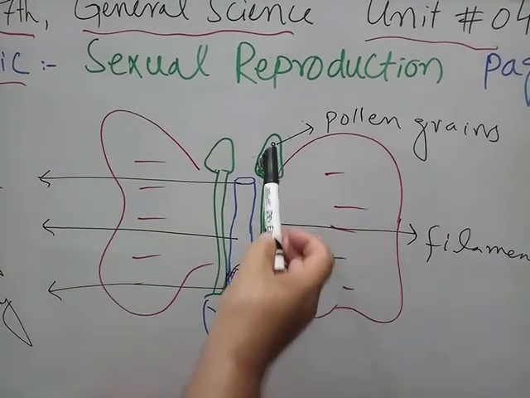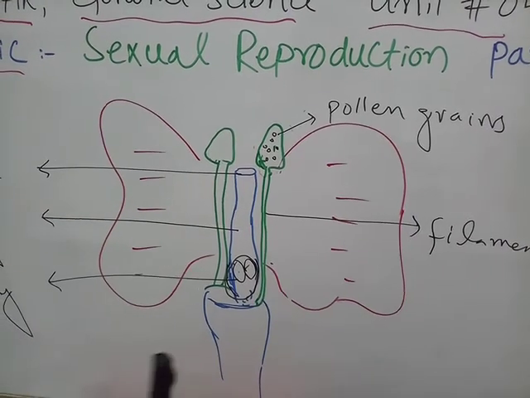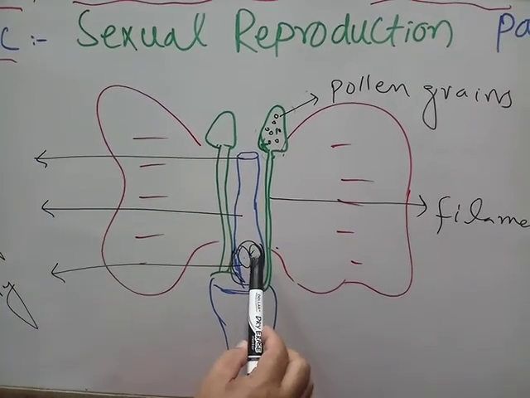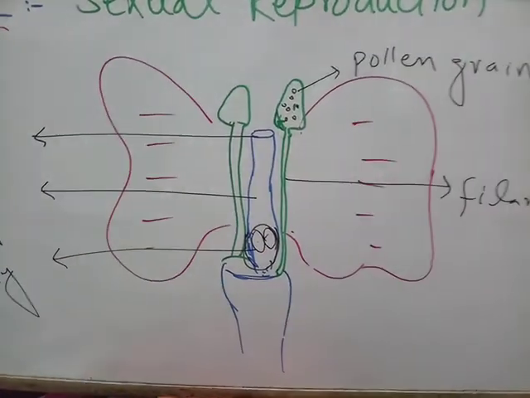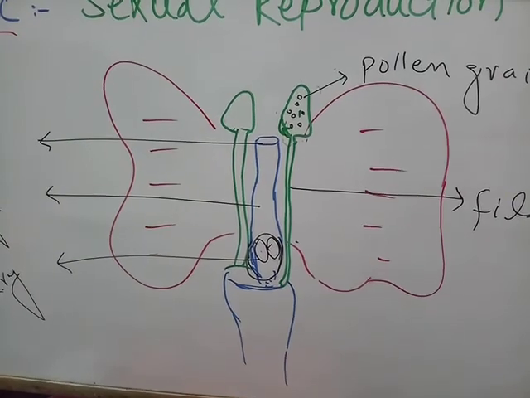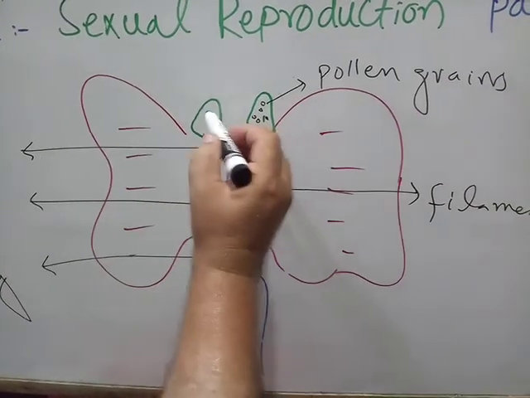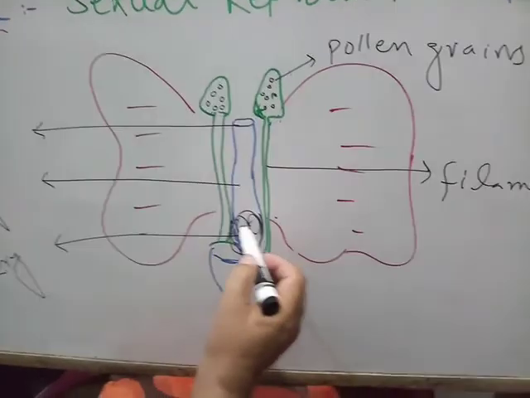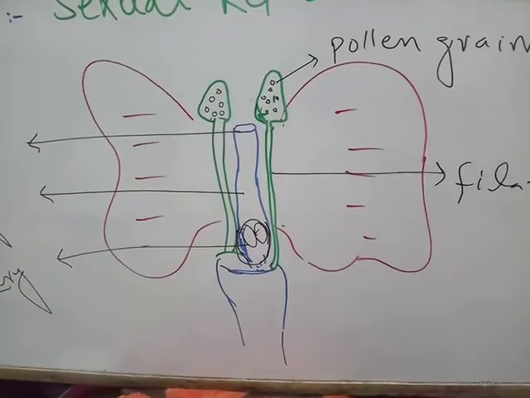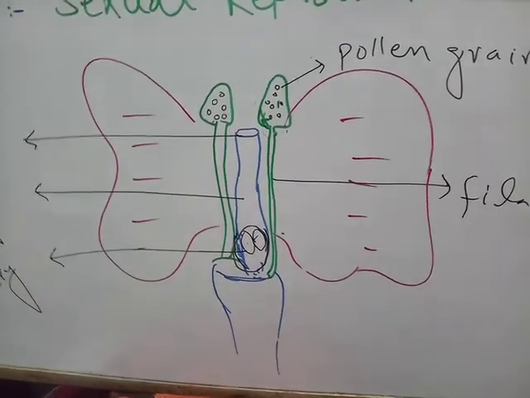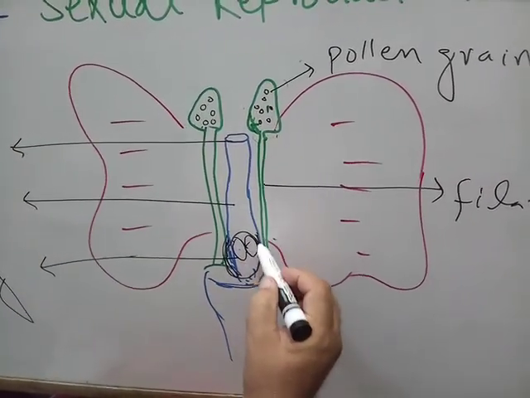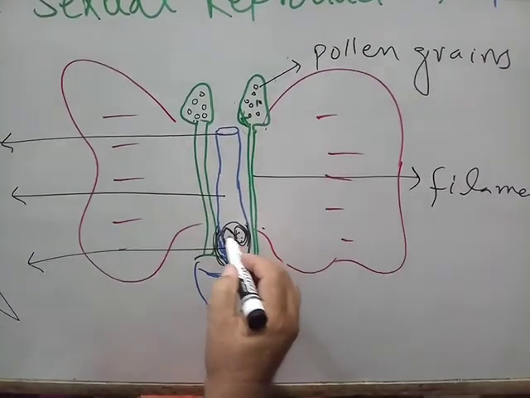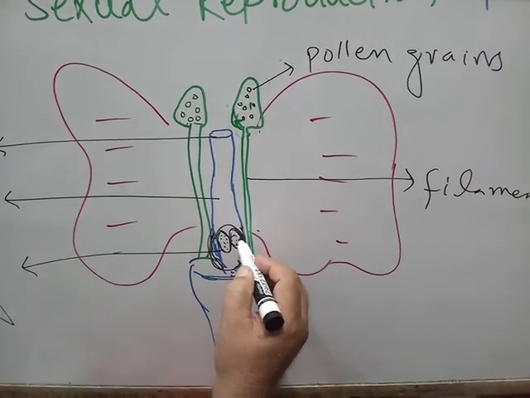the male gametes are the pollen grains and female gametes are ovules. It's actually not the ovule, but the egg cells or sex cells lying inside the ovules. These are the female gametes. So small pollen grains are the male gametes, and the egg cell which lies inside these ovules. This whole swollen part is called ovary. Ovary contains ovules, and ovules have egg cells inside.